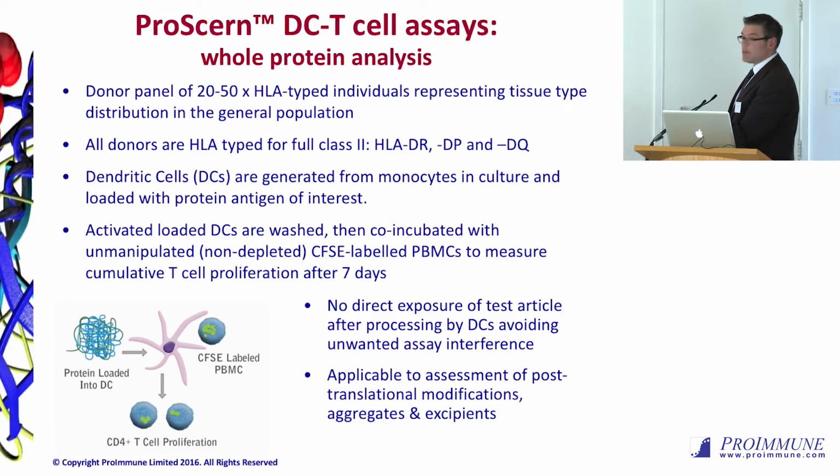And the protein is naturally processed and presented by the dendritic cell, so you take into account post-translational modifications, aggregation, all those other factors. And the peptides from your protein are then presented to autologous CFSE-labeled PBMCs. So these are T cells from the same donor that the dendritic cells have been derived from, so there's no allogeneic interaction at all, and allogeneic stimulation. So all the T cell responses that we see are really driven by the protein that's been loaded into the cells. And so then we measure T cell proliferation after 7 days following incubation with a test article.